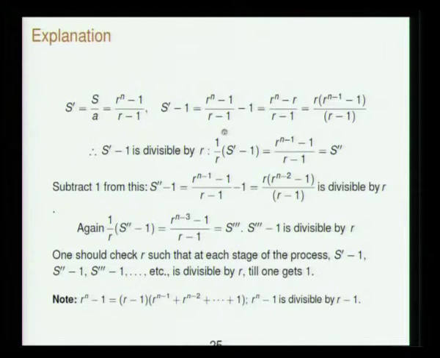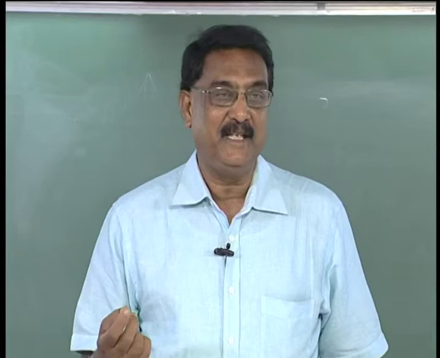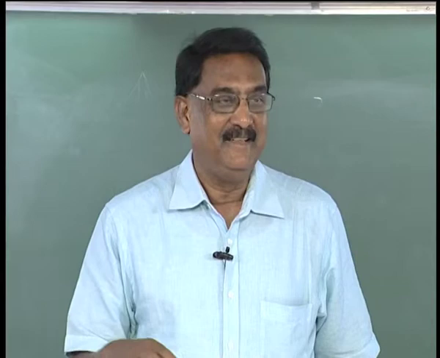So, this is divisible by R clearly. Now you take 1 by R into S prime minus 1. Call this S double prime, subtract 1 from this, and again one can see that it is divisible by R. S double prime minus 1, you found this ratio, then subtract 1, that is also divisible by R. So, you go on, and one should check the R such that at each stage of the process S prime minus 1, S double prime minus 1, S triple prime minus 1, etcetera, is divisible by R, till one gets 1. Okay. So, it is a little tricky, because what do you start with, and sometimes trial and error you have to use. In the first step it may be divisible by many numbers, but afterwards you subtract 1 and so on, then there will be only a few choices, so it will get narrowed down.